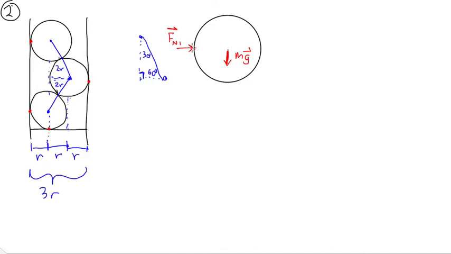So this is going to be the first normal force we have to find. This is going to be gravity down there. And then you're going to have a normal force coming from the other cylinder, from cylinder 2. So I'm going to call this, oh crap, now I've got a whole issue.